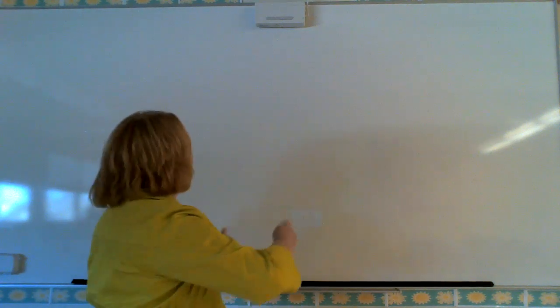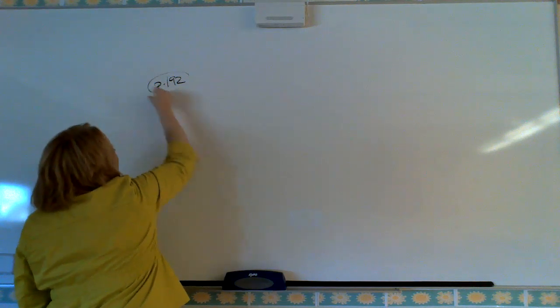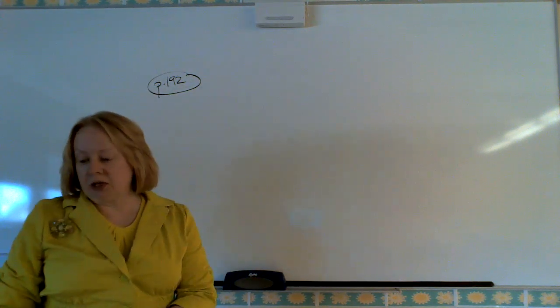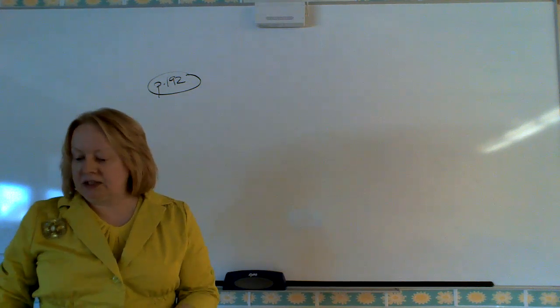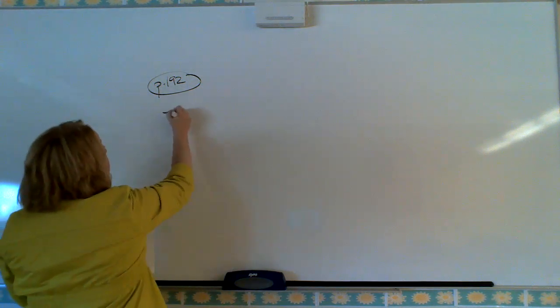Hi, Algebra 2 students. We're going to complete the second part of section 3.5 on completing the square. Today we're going to learn the process of completing the square and still use square roots to solve our problems. So let's get started. I am on page 192 in your textbook, and we're going to look at the first example. Let's look at something different than what the book has.